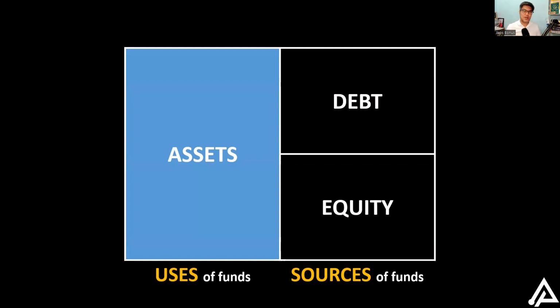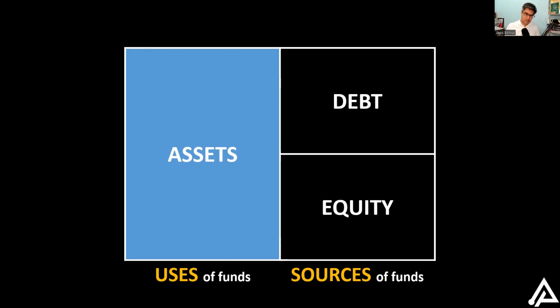So you analyze, for example, the company has 100 million pesos worth of funding, a combination of 50 million debt and 50 million equity, and the management deployed that 100 million, let's say 70 million to equipment, 20 million to working capital, and 10 million in idle cash.